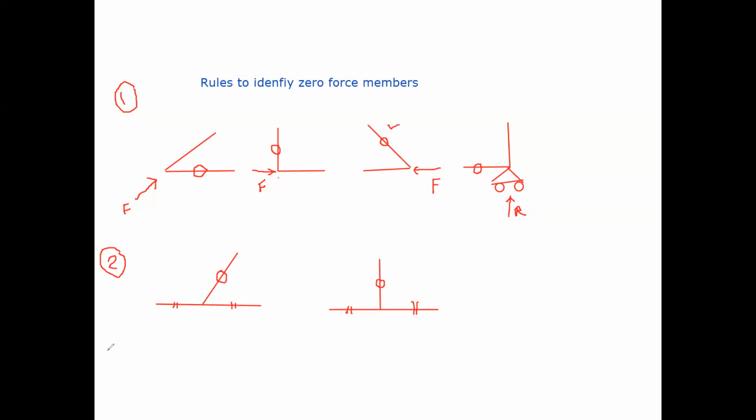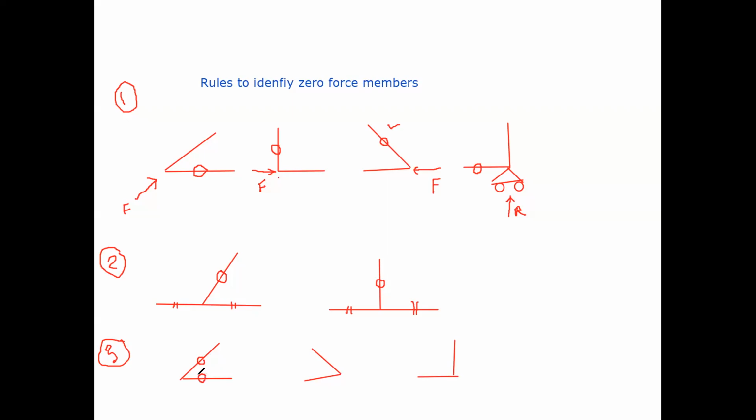Okay. Now we'll go to the last rule. It is very simple. That is number 3. Now number 3 is that if two members are connected at a joint like this, and there is no external force at this joint, in this case both members become zero force members.